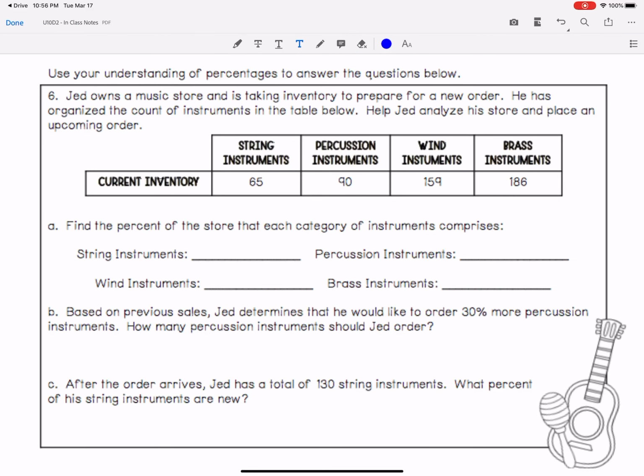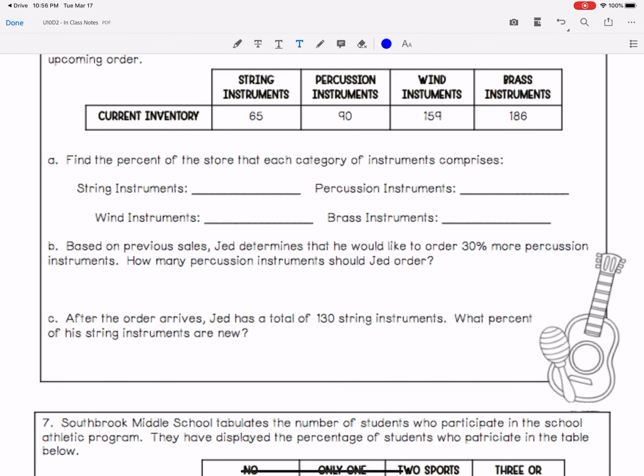Use your understanding of percentages to answer the questions below. Jed owns a music store and is taking inventory to prepare for a new order. He has organized the count of instruments in the table below. Help Jed analyze his store and place an upcoming order. So let's take a look at exactly what this means.